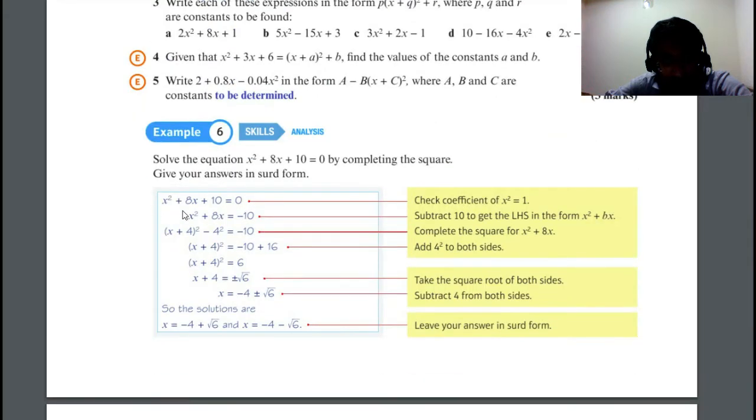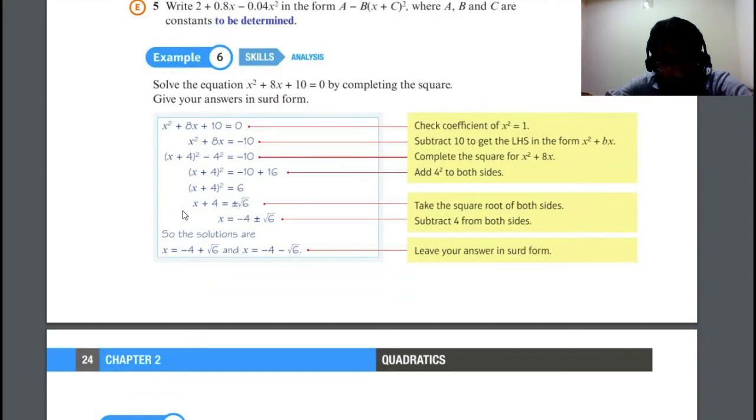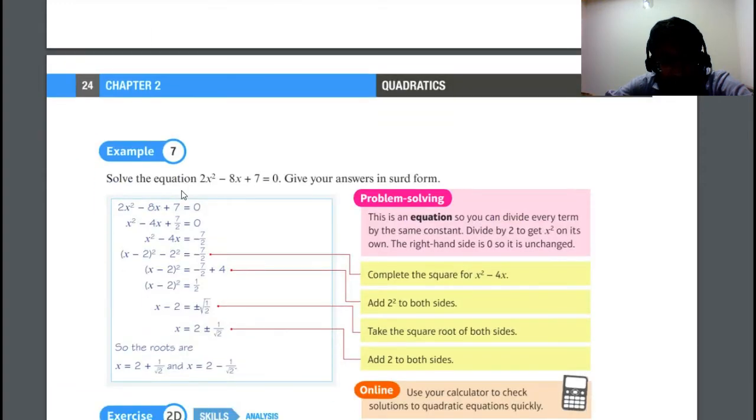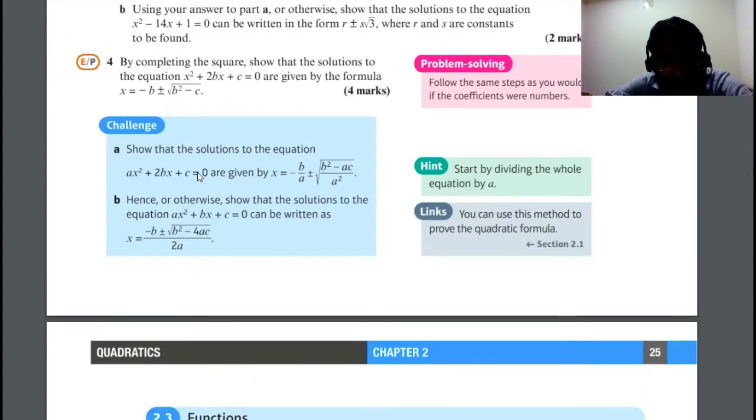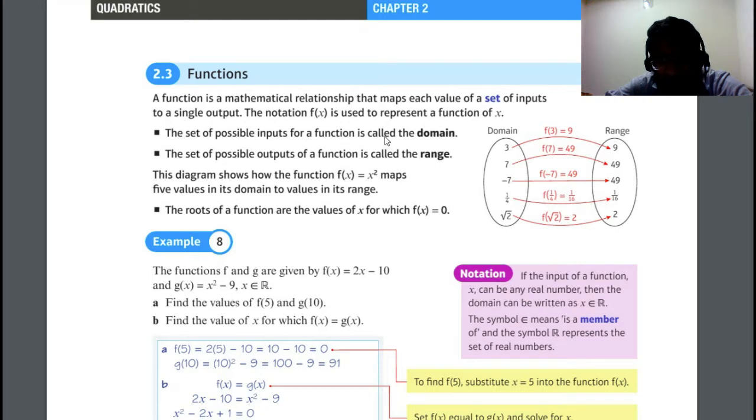It's the same for this one. Nothing special. Example 6. Solve the equation. Okay, challenge. We don't take challenges uselessly. Domain and range I've already learnt in A2. Here you just know that if f of x is given a particular way, then f of 5 would be replacing wherever there was x in the equation.